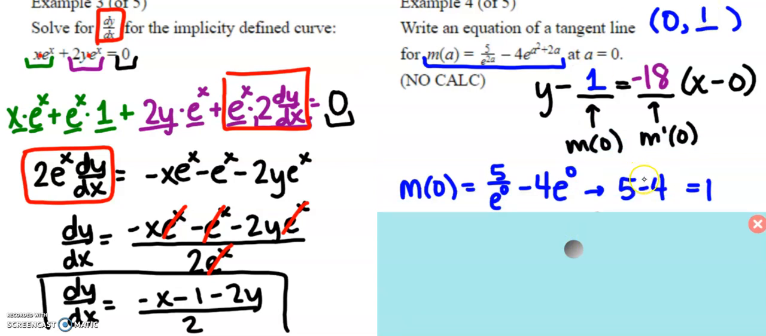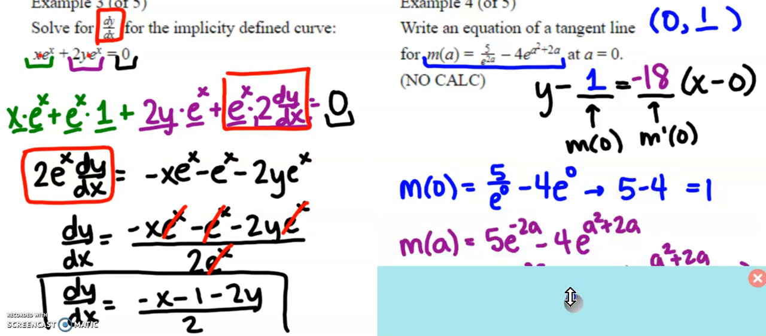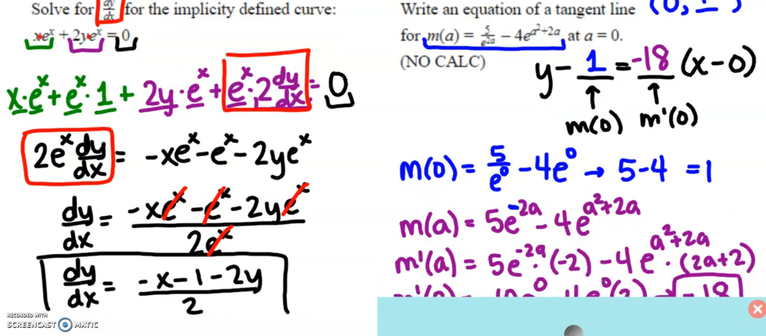The next thing I need to do is take the derivative of m. So I rewrote m by bringing this e^(2a) up top. Okay, so I just made that e^(-2a), just so that when I take the derivative, it becomes a little bit nicer. I can get rid of this screen there. There we go. So this is just m of a.